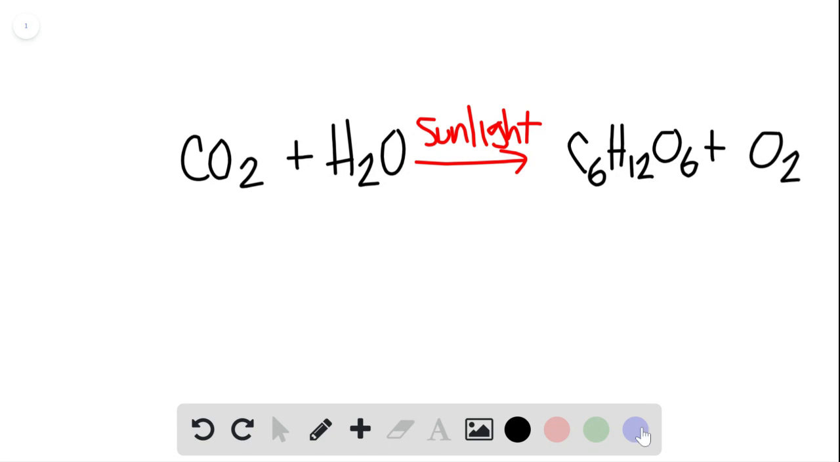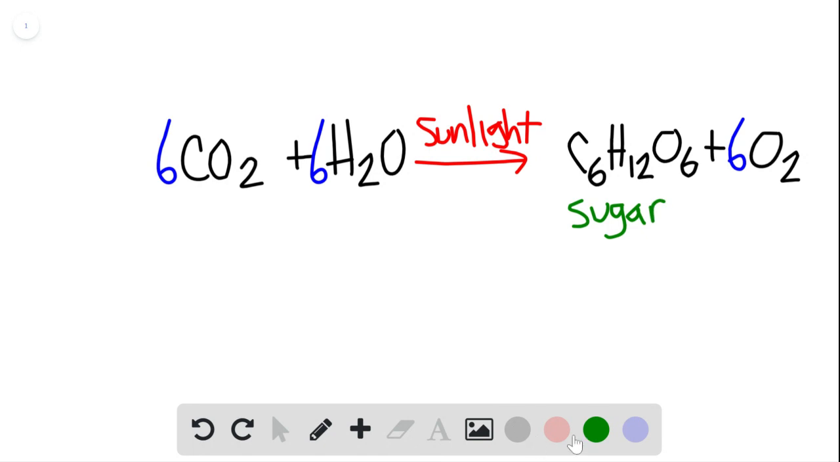If we wanted to be a little bit more precise here, we would have six of all the molecules except for the sugar. And so I'll just make a note under this one that this is a sugar, and you should be familiar with the other ones.